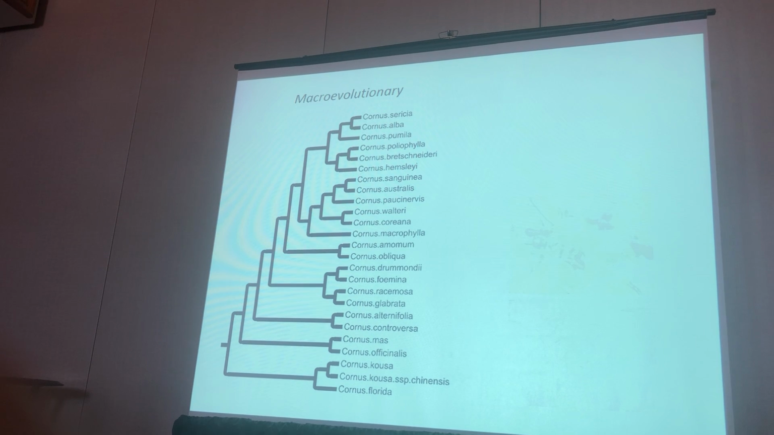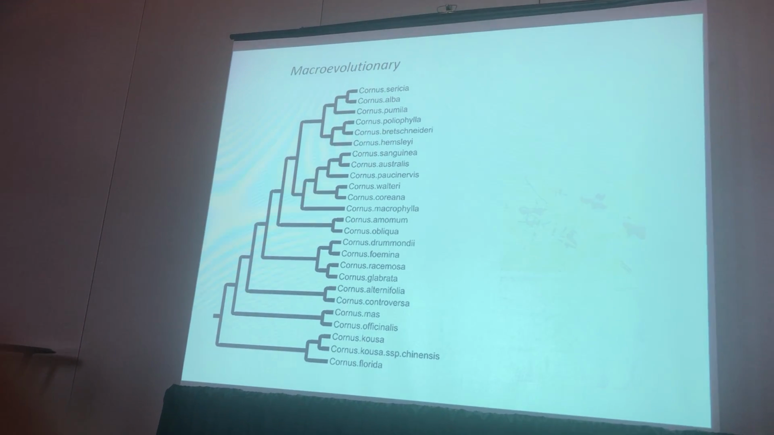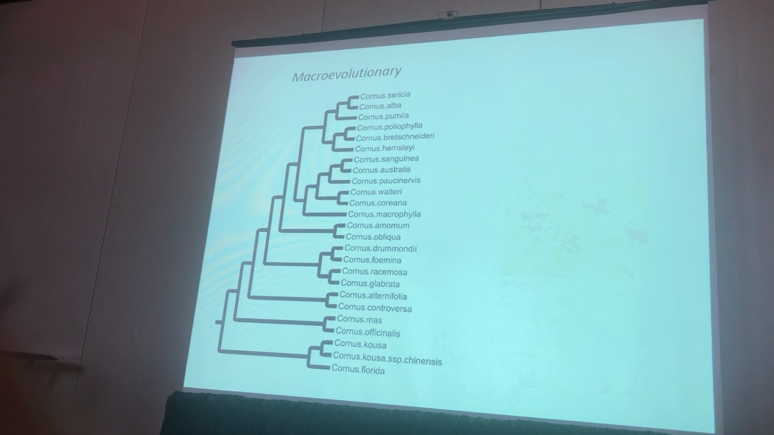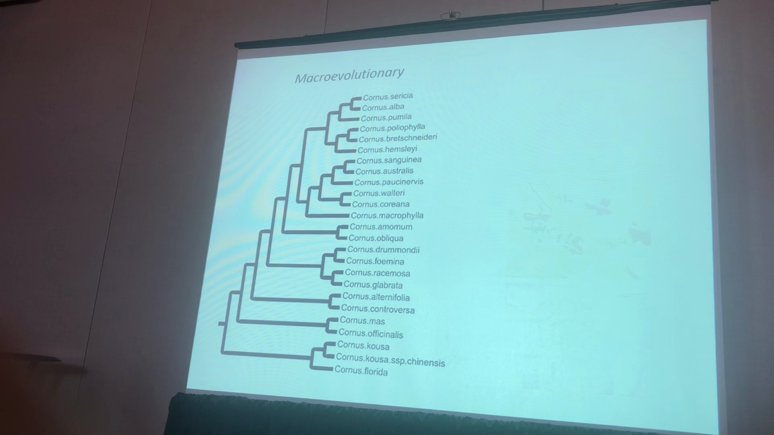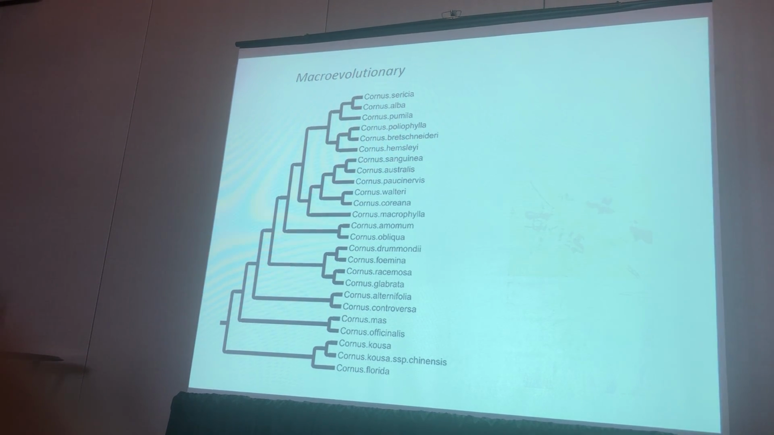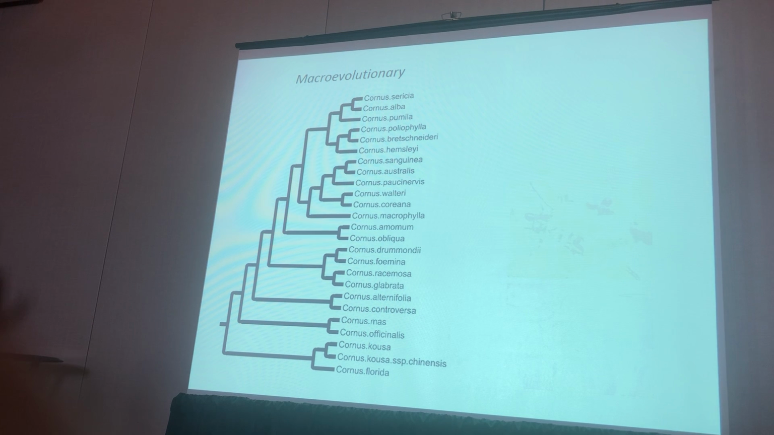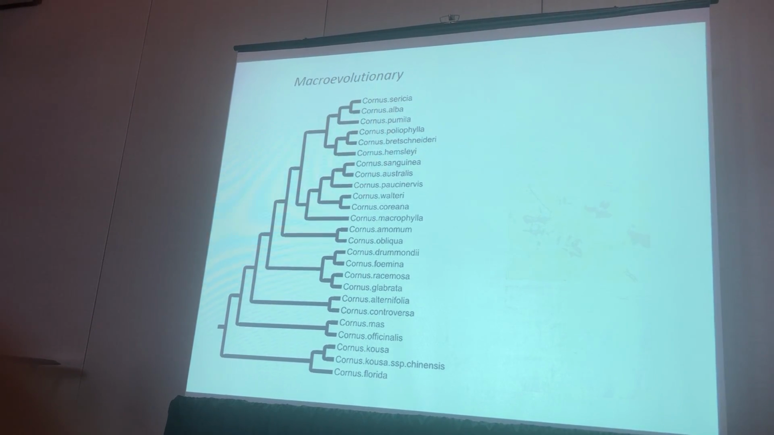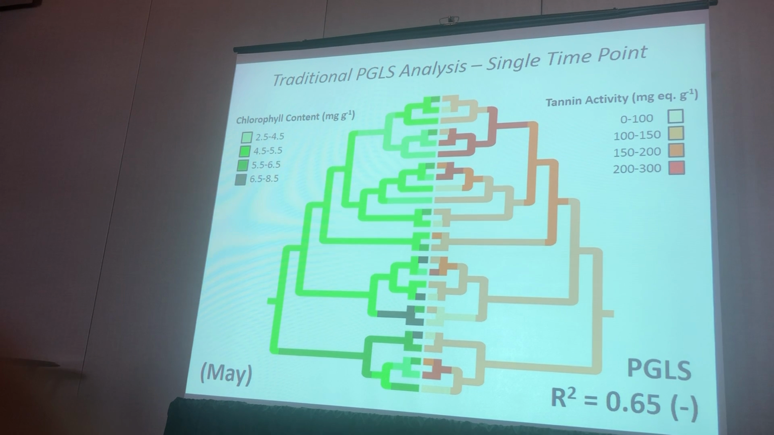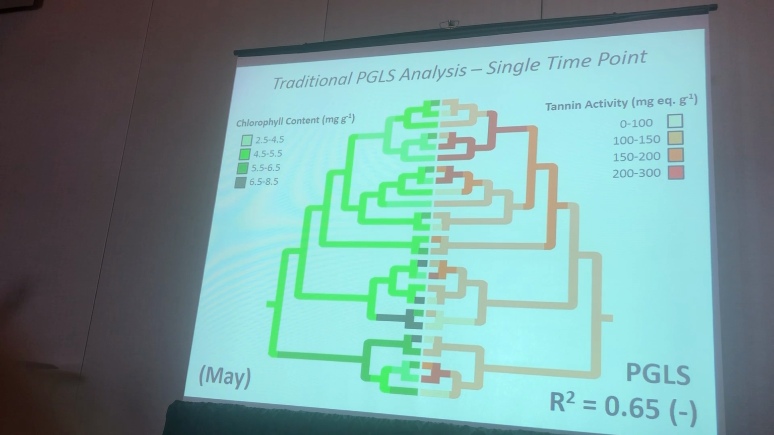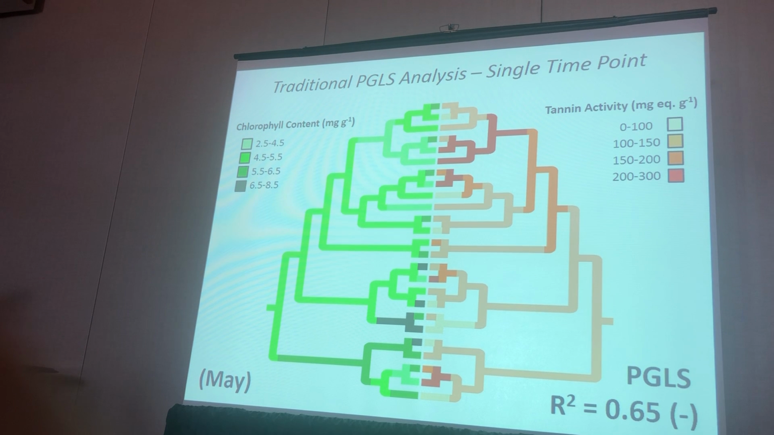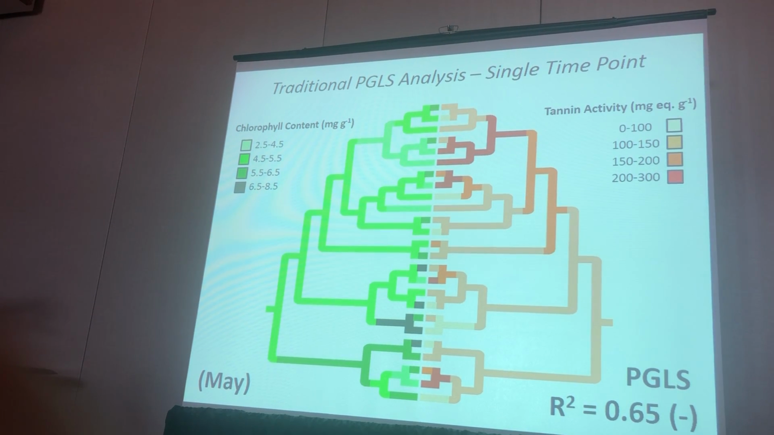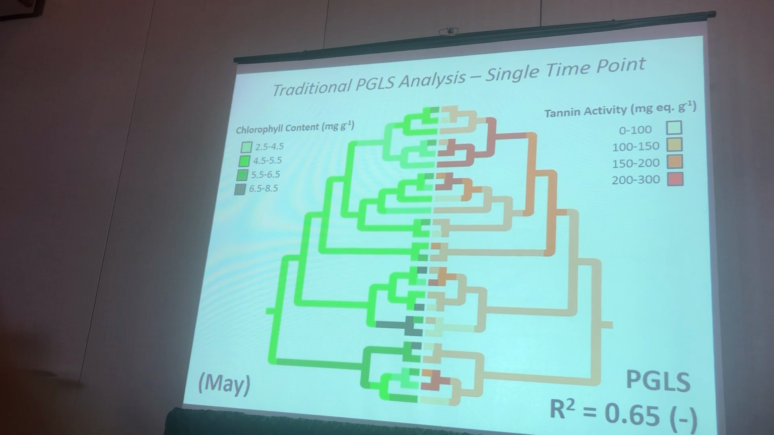If we switch to the other scale of inquiry, the macroevolutionary scale, the question arises, how do we analyze this data? We could take a traditional approach. Most studies wouldn't have this data, right? You go out and sample species in a common garden environment or field site at a particular point in time. You have that data, and that's your species data. So let's try that. If we do it at a particular time point, let's say May, we would do a phylogenetic least squares regression, with ancestral reconstruction. We could look at how these traits evolve with one another. And if we do that, we find, for instance, that chlorophyll content and tannin activity have a really strong negative relationship, R squared of 0.65 across species. Hey, that's a cool pattern, right?